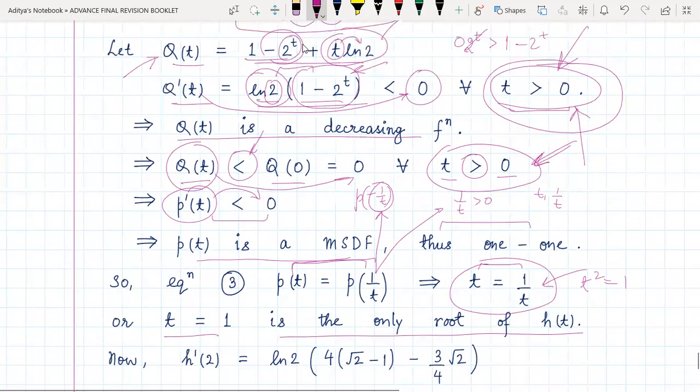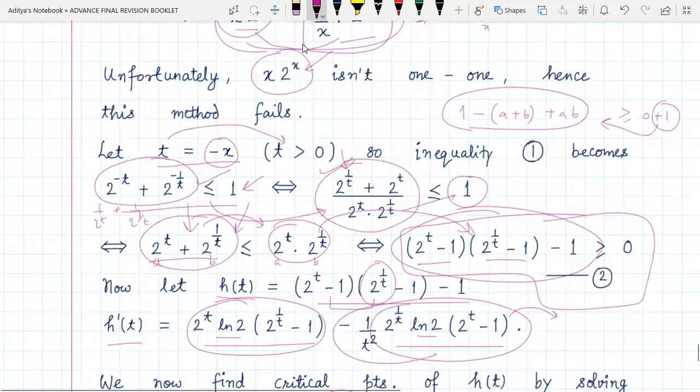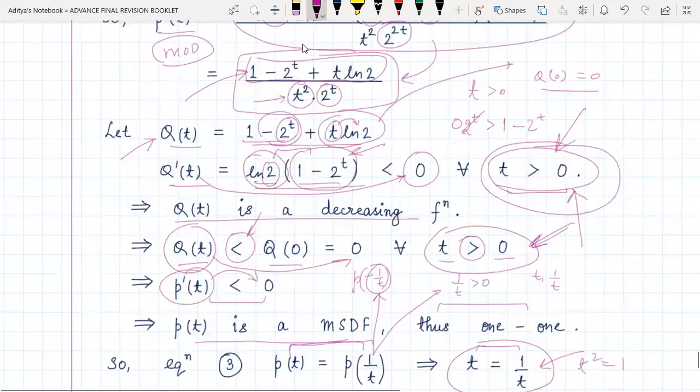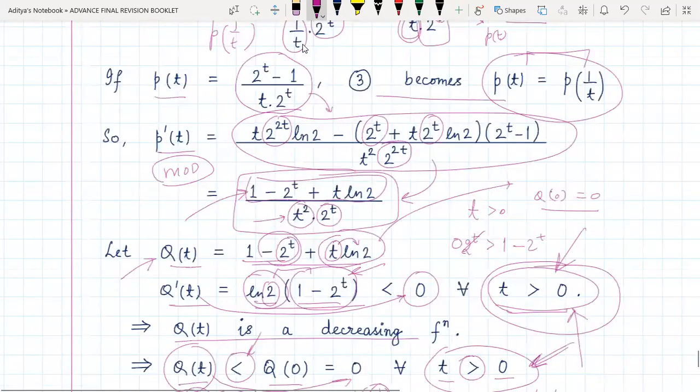Now what is h of t? Here it is, h of t, I think we have defined here. So this was h of t, right? Basically, the reason we are able to say that h of t has exactly t equal to 1 as its only root is what we have just shown.